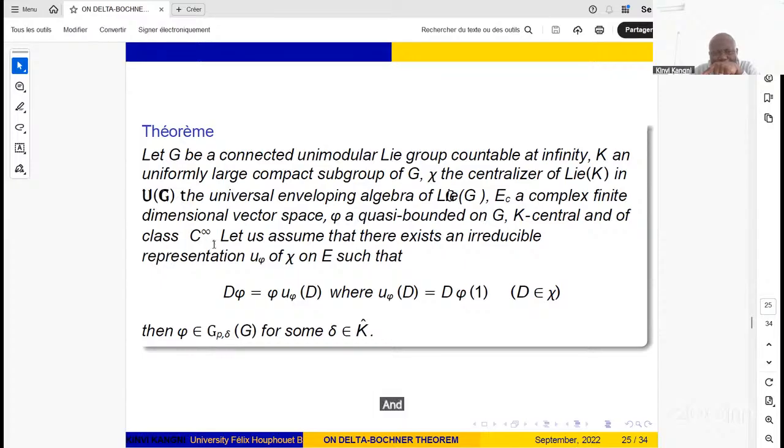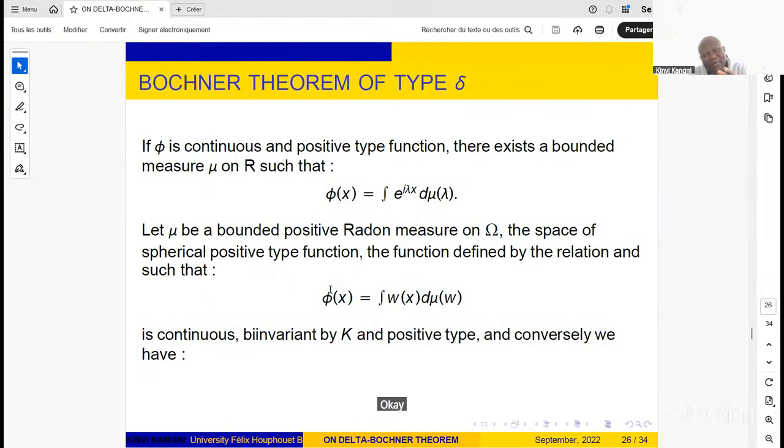And using the fact that this representation U phi is irreducible, you can get some function phi, which will be a spherical function of type delta. That is the simple way to construct this kind of spherical function. From here, you can now construct the Fourier transformation when your pair is not a Gelfand pair. Okay. From here, suppose that phi is just a continuous positive type function like this.